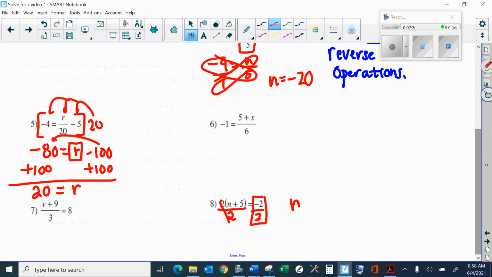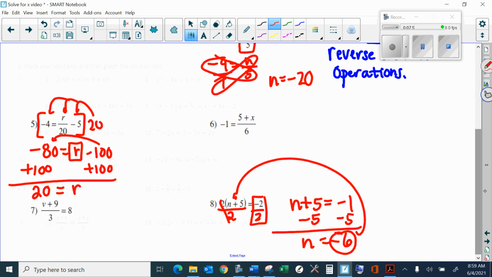Now I'm just left with n plus 5 equals, what's negative 2 divided by positive 2? Negative 1. What's the last step? Subtract 5 across. And I get n equals negative 6. Remember, same signs, you add them and keep the same sign. Negative 6. Of course, I could plug that back in if I want to check it. Negative 6 plus 5 is negative 1 times 2 is negative 2. Okay.